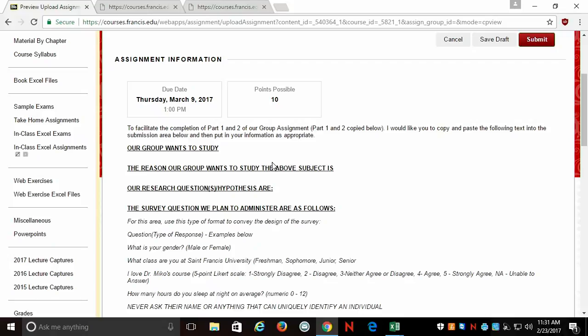So what I want you to think about is what you want to study, the reason you want to study that, and this is something I want you to fill out: our research question and hypothesis. And then the survey questions we plan to administer are as follows. So usually when you administer a survey, you ask, how many hours do you study a week? But you'd also want to put demographic questions: are you male or female? What school are you in? Business, arts and letters, health sciences, sciences. Are you a student athlete? Maybe what sport do you play? You want to look at this through many different lenses.